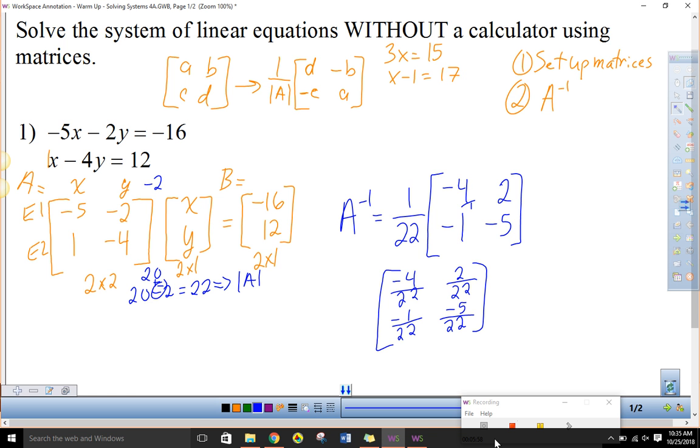How did you get the 22 from 20 and negative 2? Because it was 20 minus a negative 2, so it turned into 20 plus 2. Great question. So far, so good?